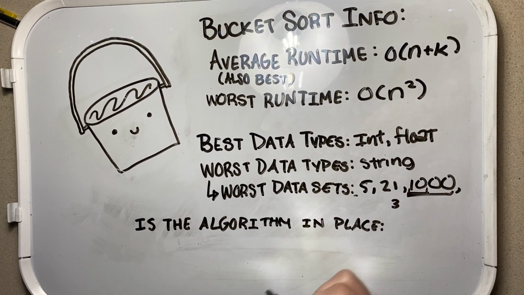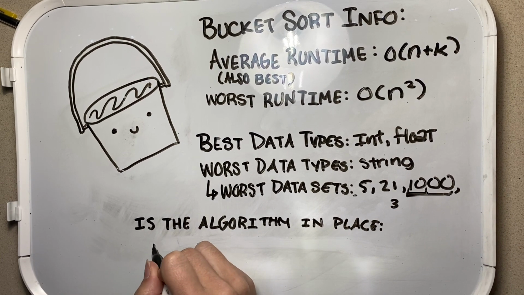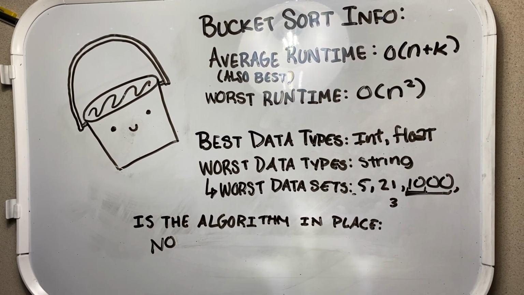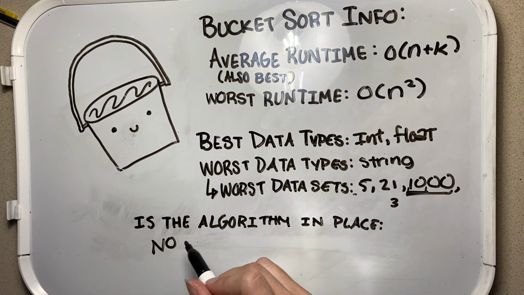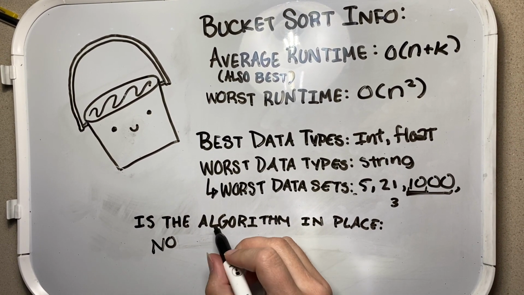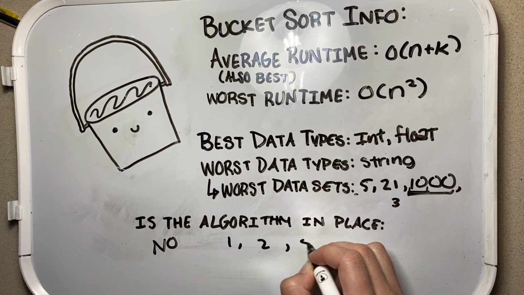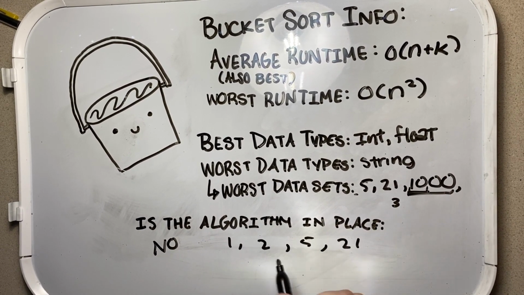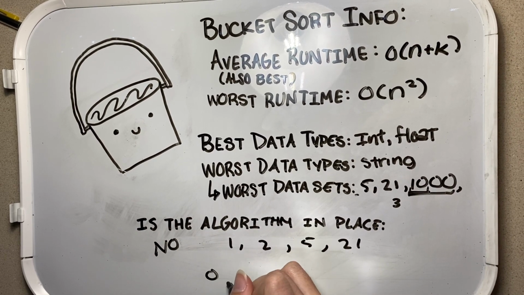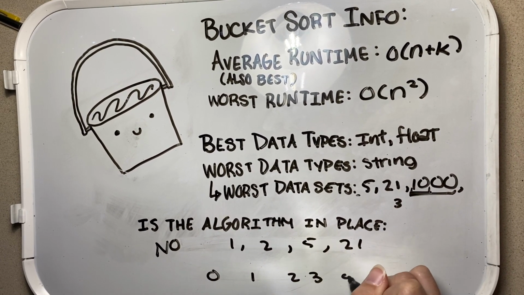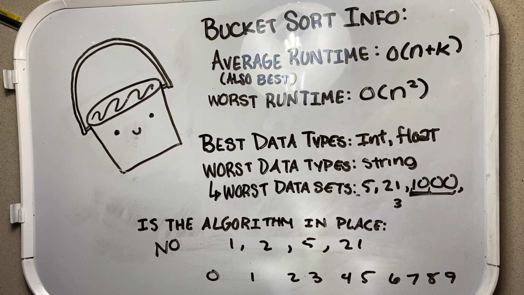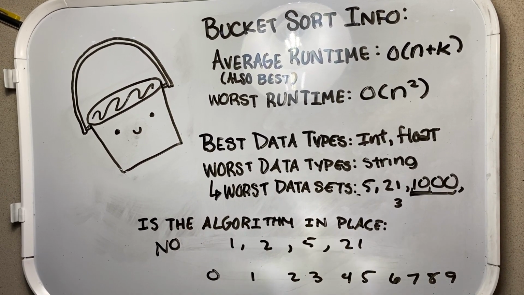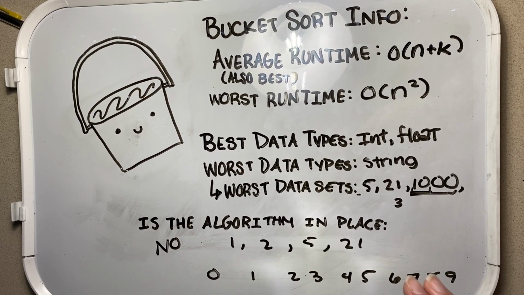Then we have, is the algorithm in place? So no, it is not in place. As Anthony showed you before, it uses external arrays to sort. So you have your original 1, 2, 5, 21. And then you have these external arrays 1, 2, 3, 4, 5, 6, 7, 8, 9 that are used to sort before you can place it back into the array when it is sorted. Therefore, it is not in place.